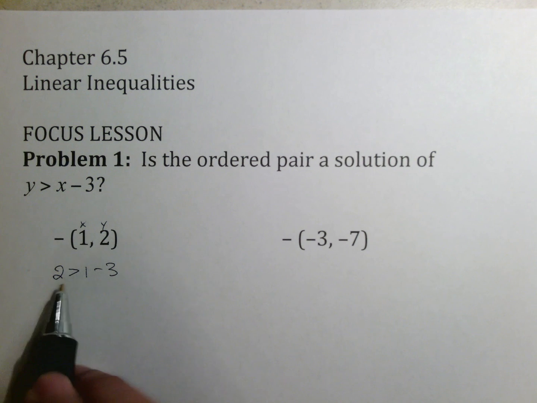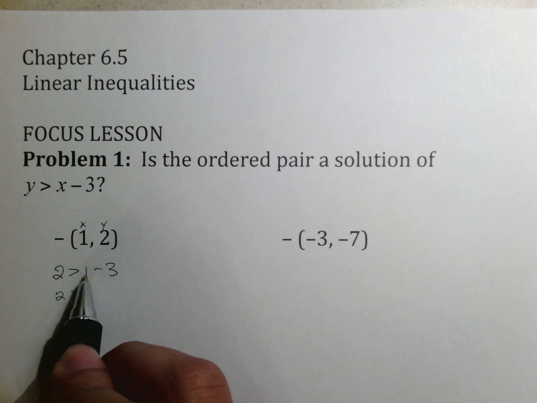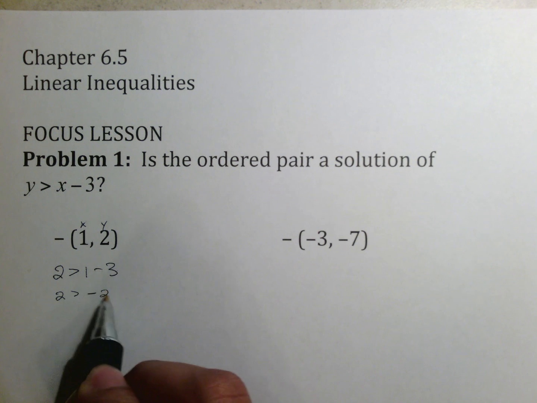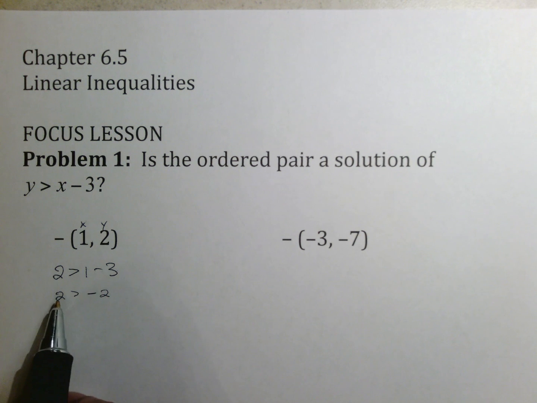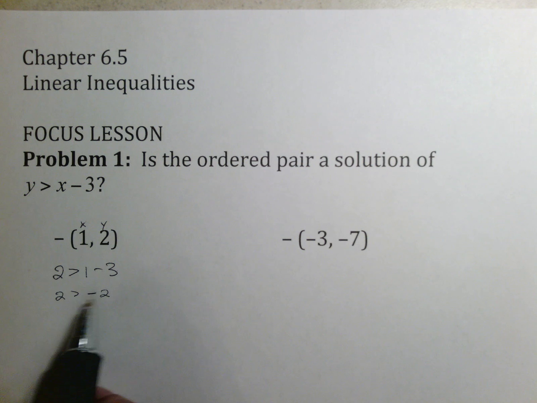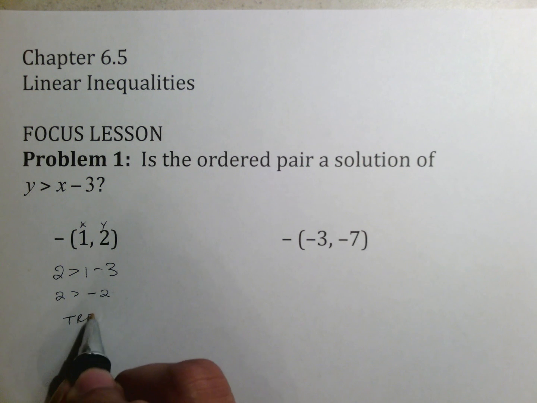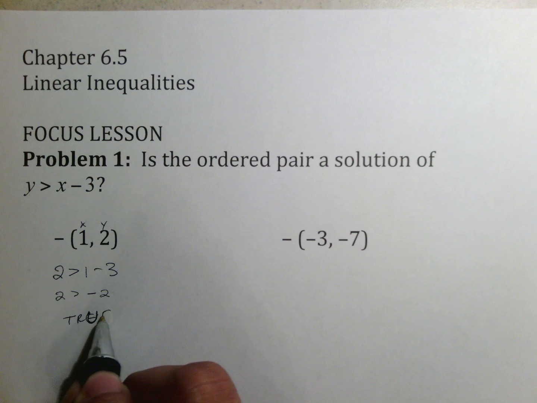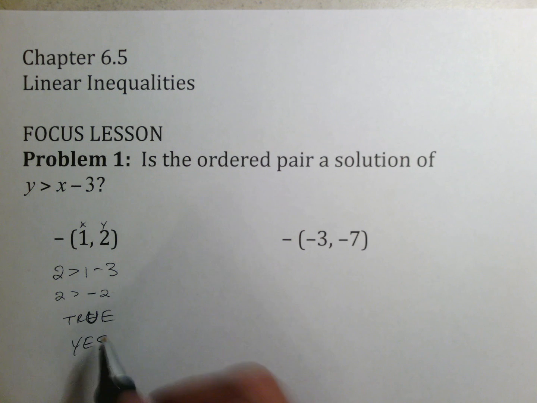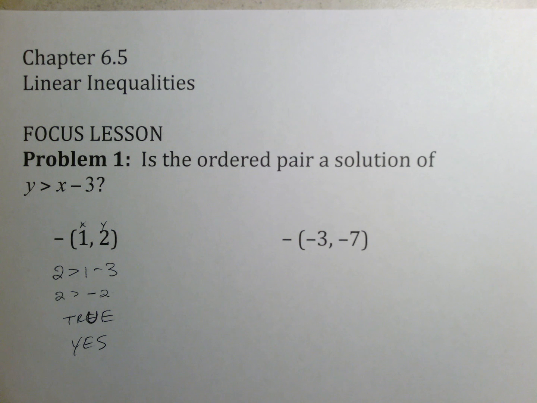Again, from what I remember, I'm supposed to simplify, and 1 minus 3 is negative 2. In the end, the question is: is 2 bigger than negative 2? In other words, would the alligator choose 2 over negative 2? Because that is true, I believe the answer to that question is yes. So simply take the point, plug it in, and see what's going on. I think that's all I'm really being asked to do.